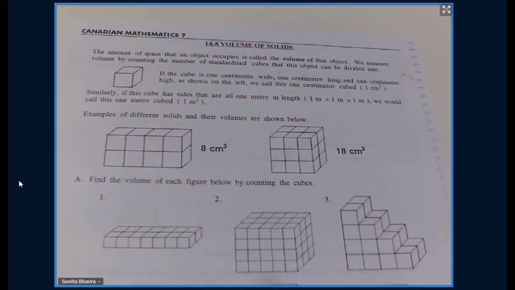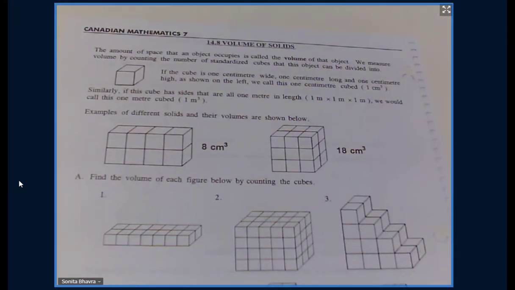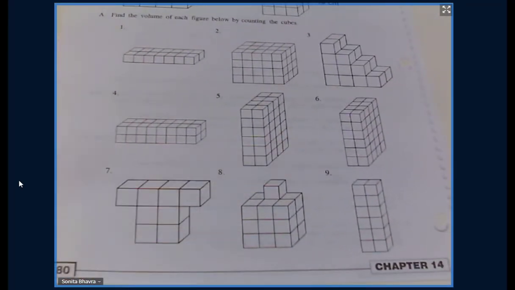All right, so the first part in the modules, which is 14.8, you are just going to be counting the cubes to figure out the volume of each figure. All right, so there are 9 questions there to do. And the second part of our lesson today is figuring out the volume of a rectangular prism using the formula.